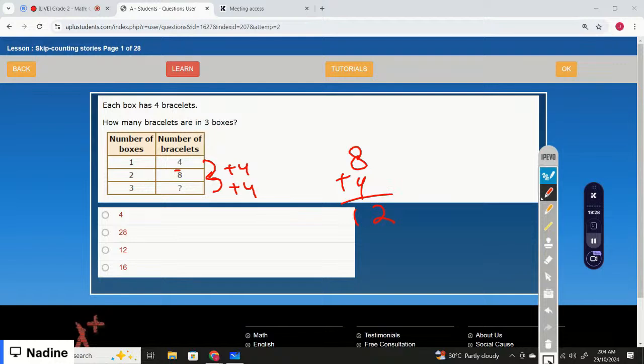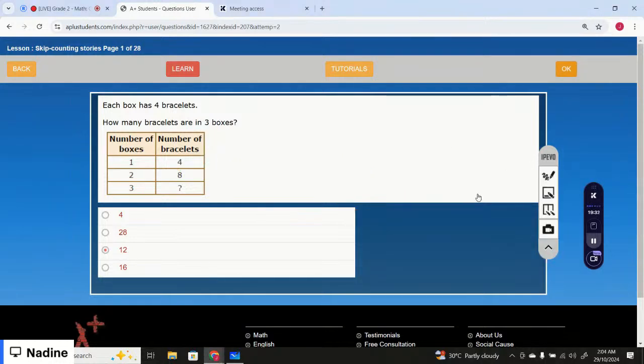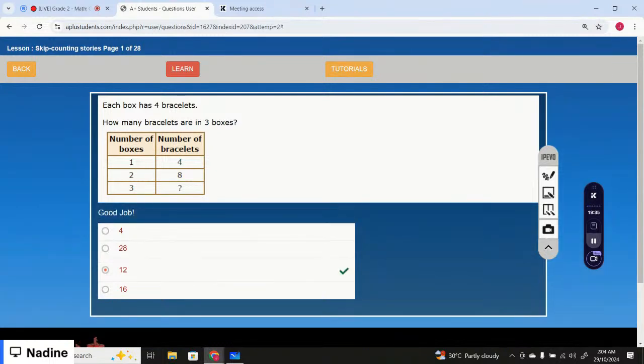Option number 2 is the correct option. The correct option is 2. There are 12 bracelets.